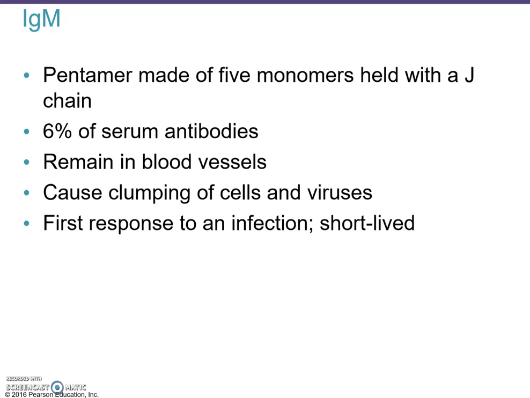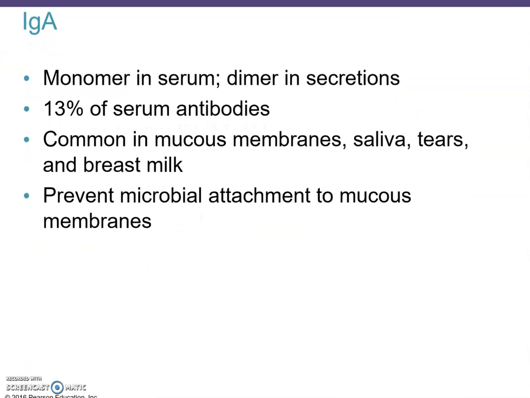IgMs are pentamers made out of 5 monomers, and they are held together with a J chain. It almost looks like a snowflake if you take a look at an IgM. So you have 5 IgGs, sort of held together here in the center with a J chain. That's about 6% of your serum antibodies. They remain in blood vessels. They cause clumping or agglutination of cells and viruses. They are usually the first response to an infection, and they are short-lived.